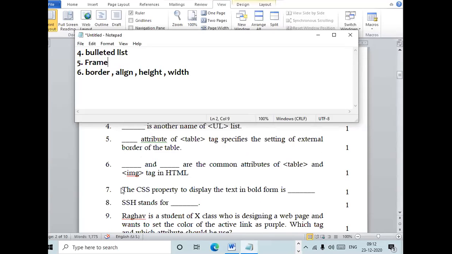This fill in the blank is mostly written wrong. Why wrong? I tell you here. Beta, the blank was the CSS property to display the text in the bold form. Your answer is this. Many of you have written this answer. Beta, it is not a correct answer. The correct answer is this. I have asked you the property.